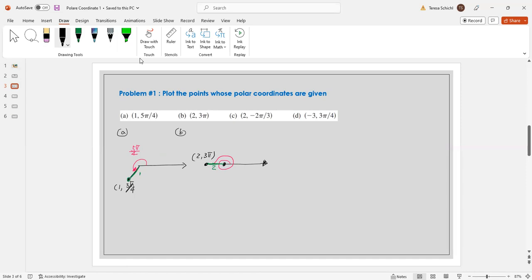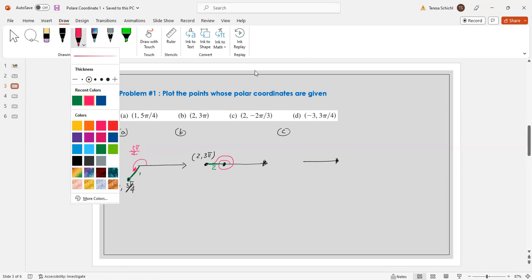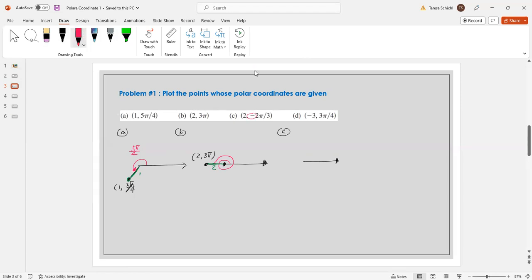Okay, now let's take a look at the next one. This is part C. This is negative 2 pi over 3. So here, let's do the same thing. This is my polar axis here. Now I am going to swing, because this is negative, so I'm going to swing clockwise.